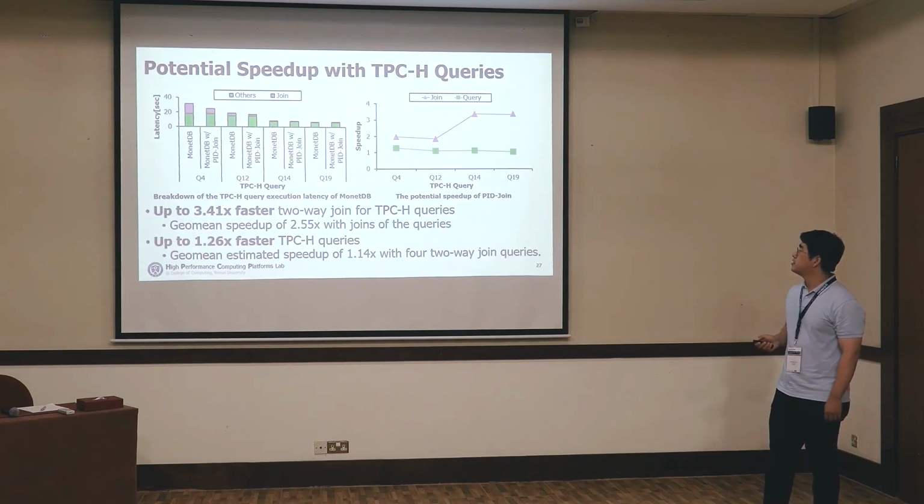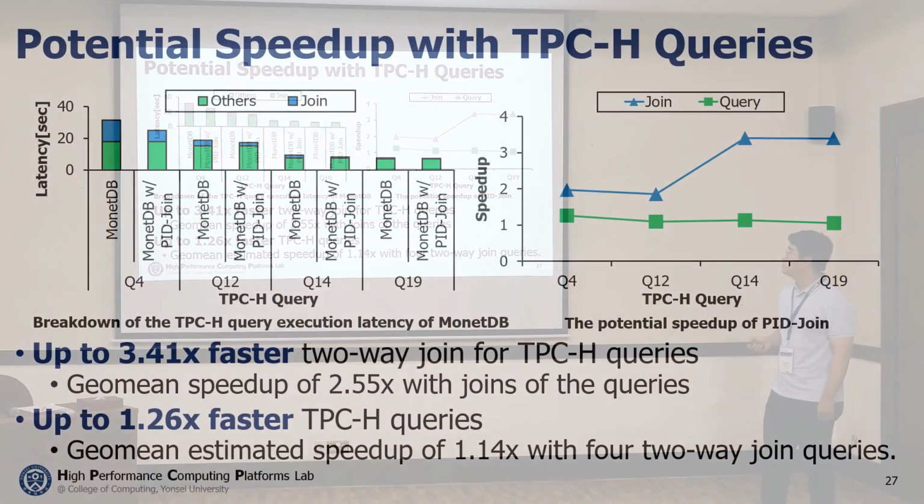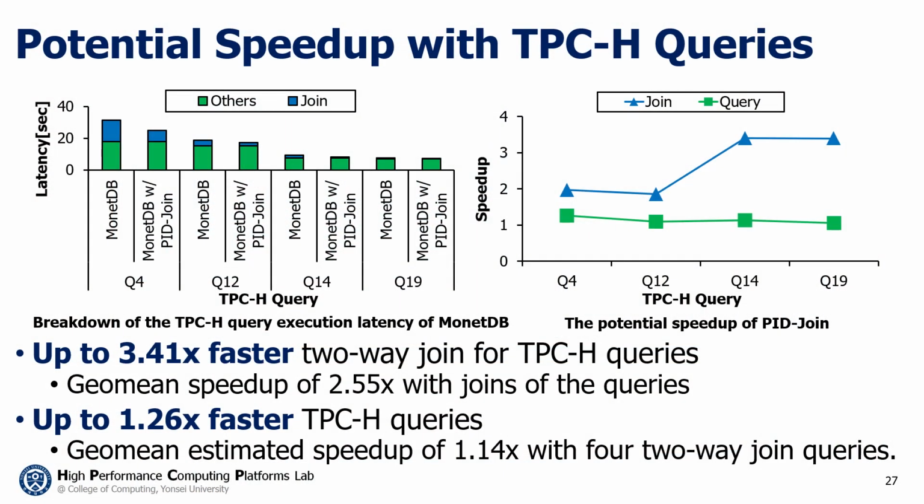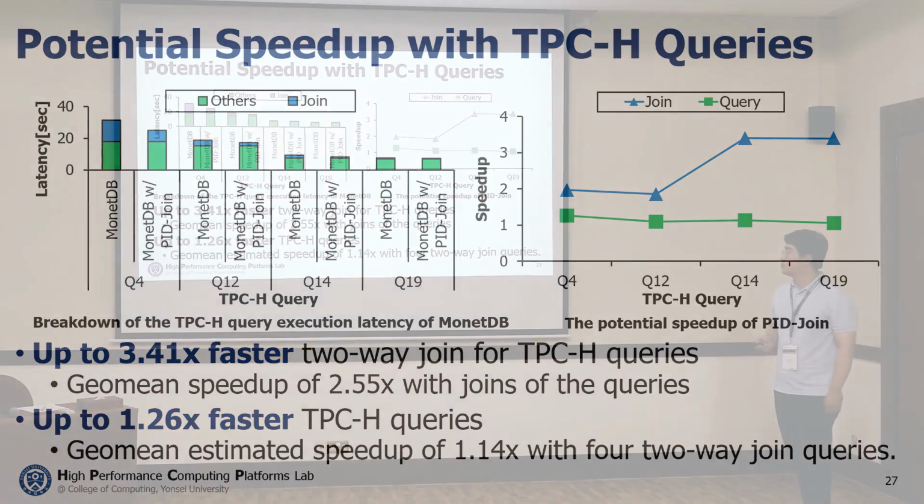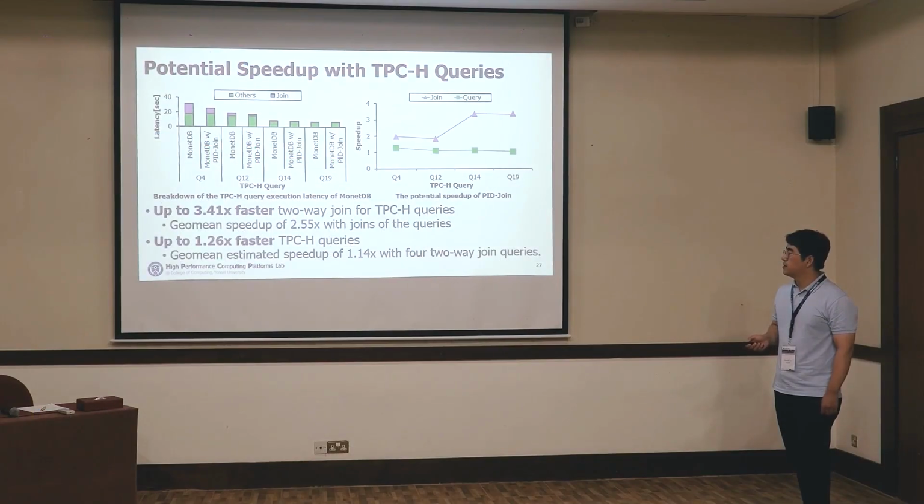In the case of TPC-H queries, we observe a 3.41 times faster two-way join for the TPC-H queries, and with respect to the end-to-end speedup, we observe 1.26 times faster TPC-H queries when including the two-way join. And we also expect that there is a speedup in multi-way join queries.